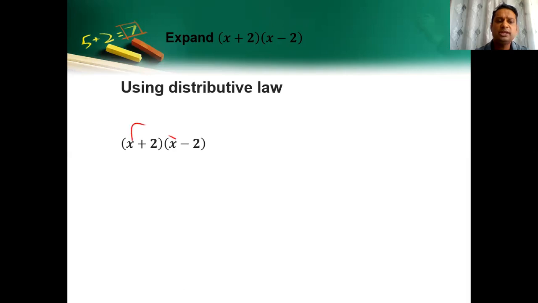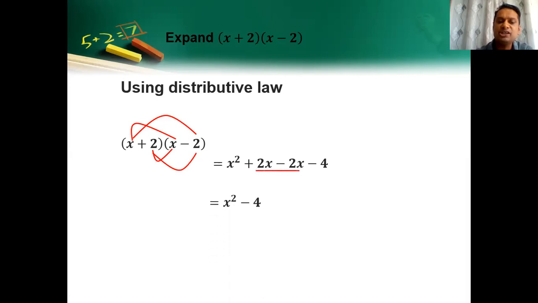So you're going to take x times x, then x times minus 2, plus 2 times x, plus 2 times minus 2, which is x squared plus 2x minus 2x minus 4. Simplifying the like terms, plus 2x minus 2x, which is equal to 0. Therefore, the final answer is x squared minus 4.